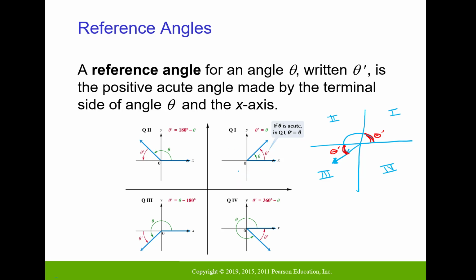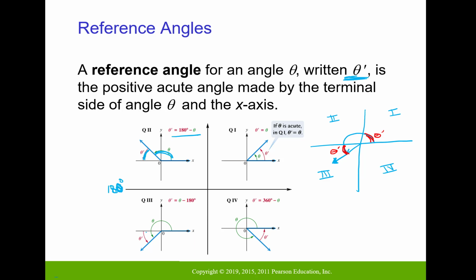If your angle is already in quadrant 1, then you don't need a reference angle because you are already working with the positive acute angle. So since we're going to call the reference angle theta prime, then theta is just equal to theta prime. If your angle ends in quadrant 2, then the reference angle would be made with the negative x-axis, and so you could find that value of theta prime by saying 180 degrees, which is this straight line angle, minus theta.